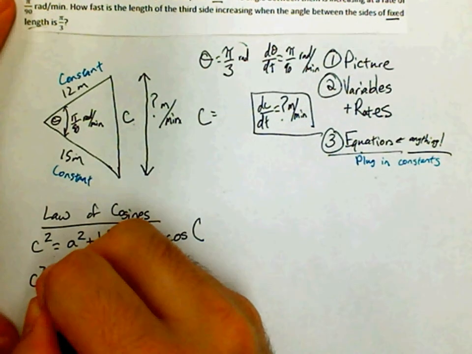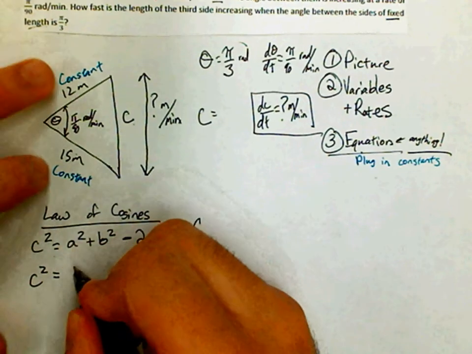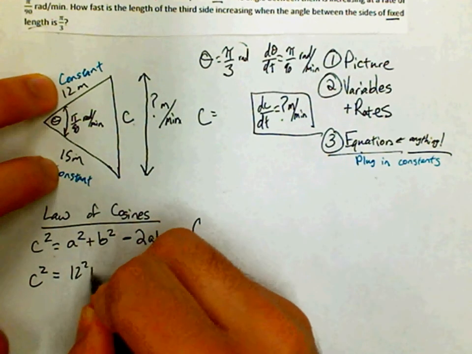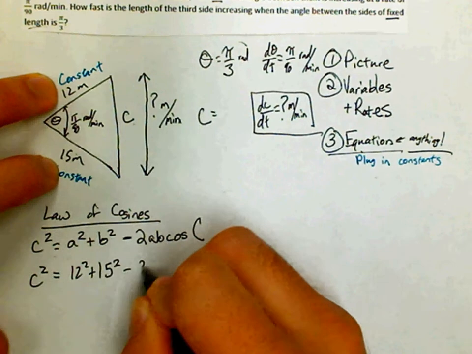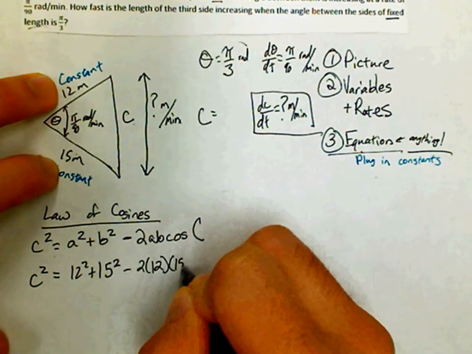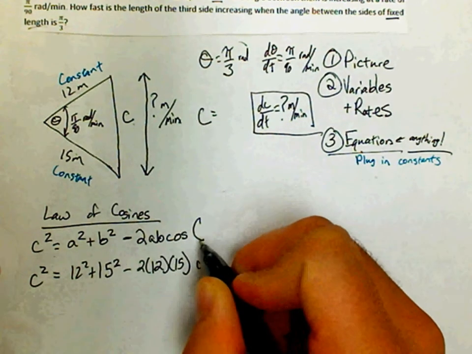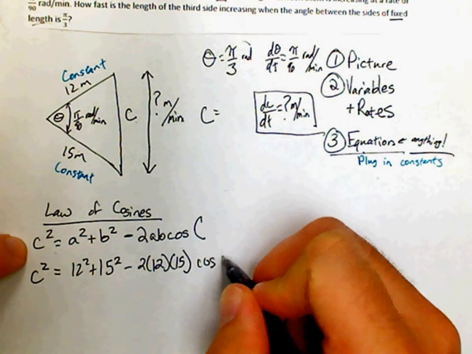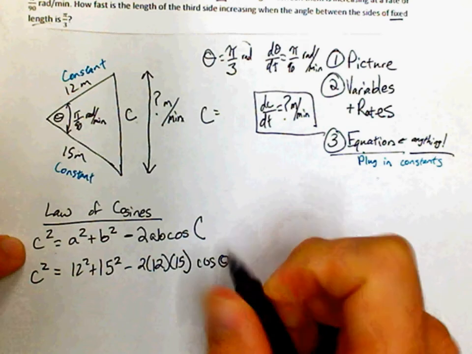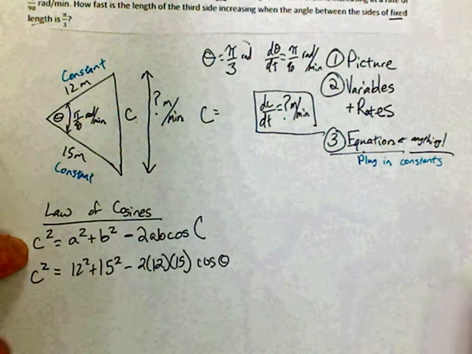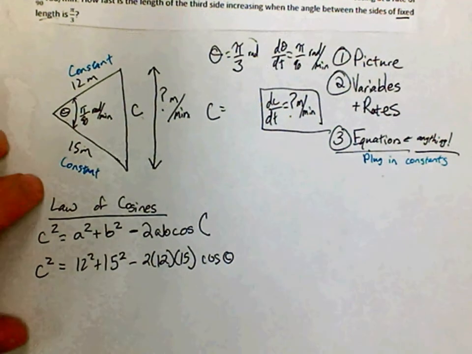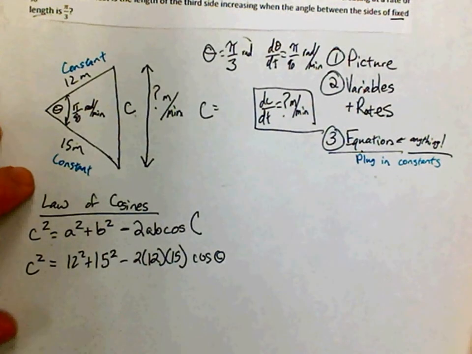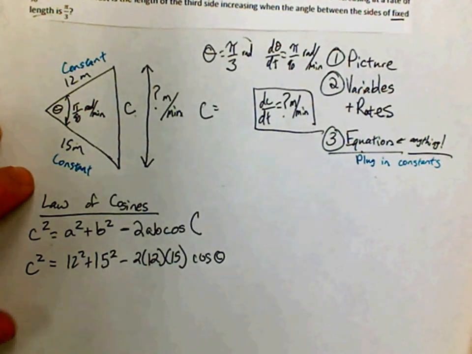So c squared equals 12 squared plus 15 squared. Those are constants. And I don't really like that I'm using C here. This lowercase c is a side. This capital C, let's replace that with theta, because that is what I've called my angle. Now let's clean it up a little bit. 12 squared plus 15 squared is 369.